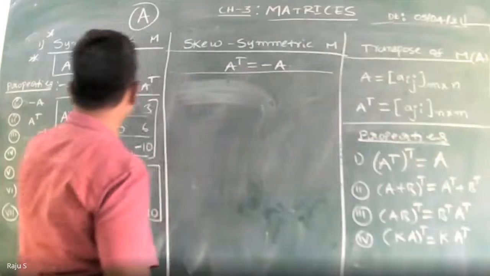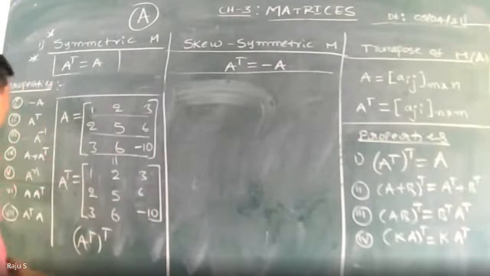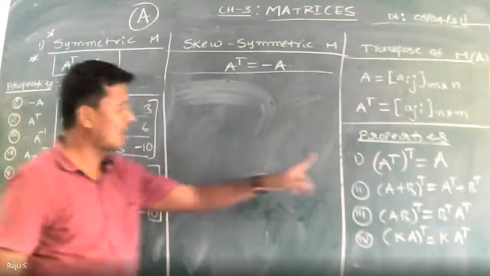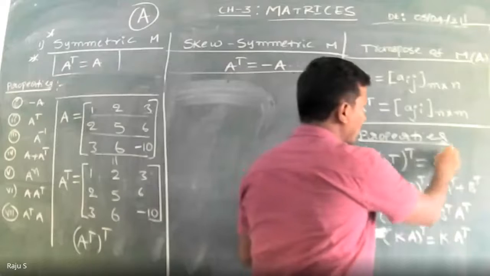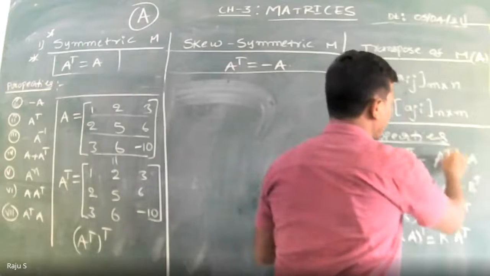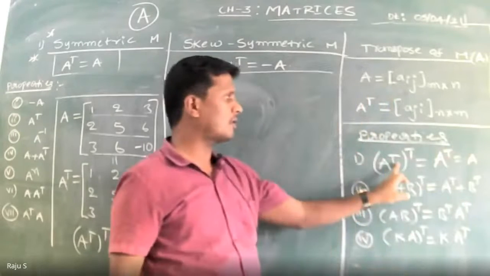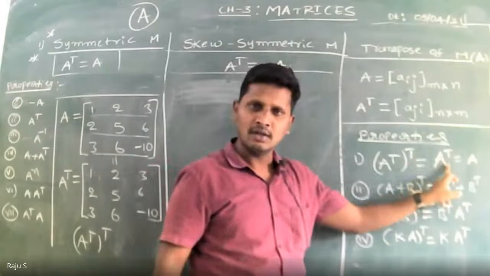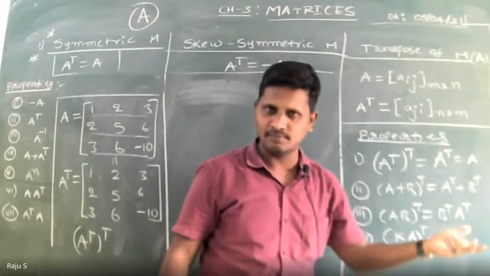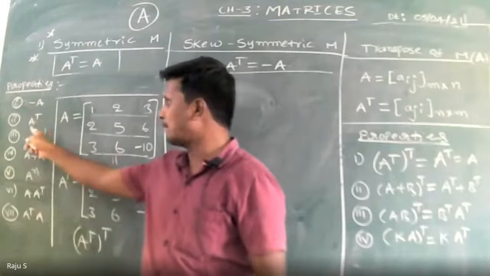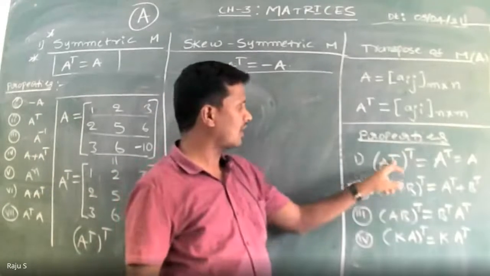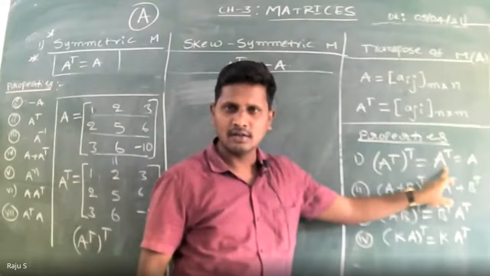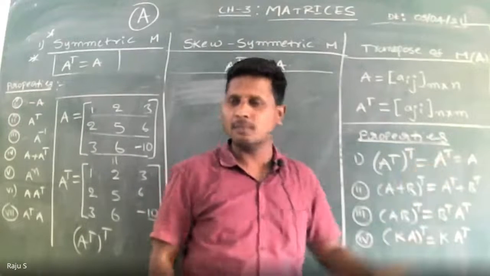Okay, right? And coming to the second one, A power T. We already proved that A power T whole power T is equal to A power T, that is equal to A. So A power T also is symmetric. When I transpose A power T, again we get A power T. Right? A power T is symmetric.